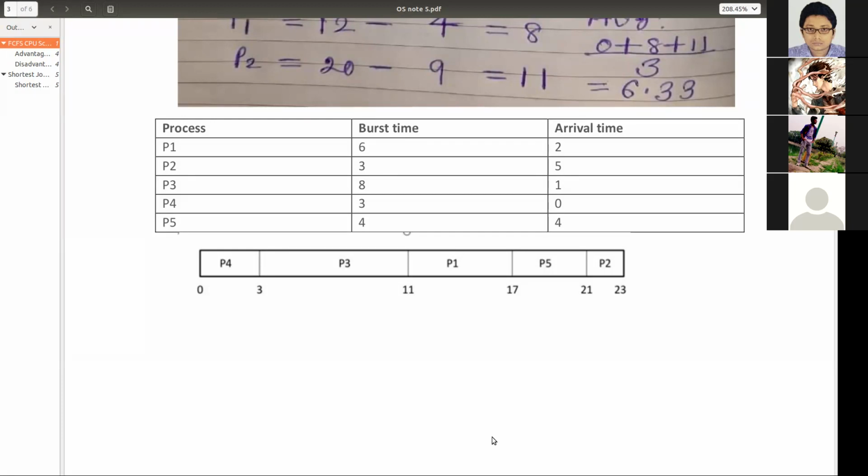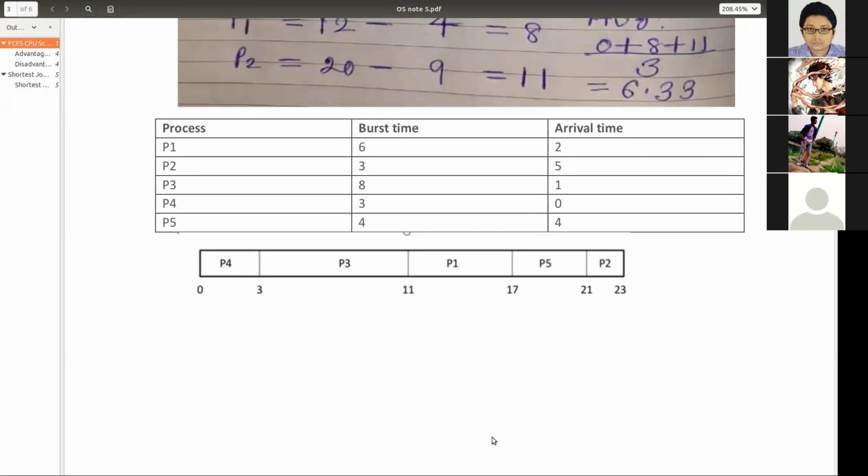Here P1 has not arrived at time 0. Which process has arrived at time 0? Process P4. So we have to start with process P4, not with process P1. So remember this thing. You have to see the arrival time. It is not necessary that process P1 will arrive at time 0. No, it may not be. So here process P4 has arrived at time 0, so you will start with process P4.